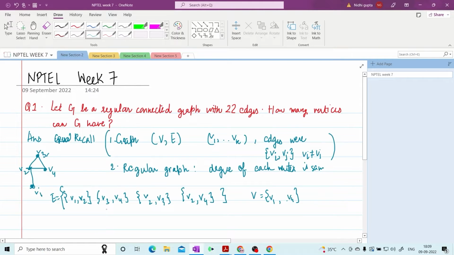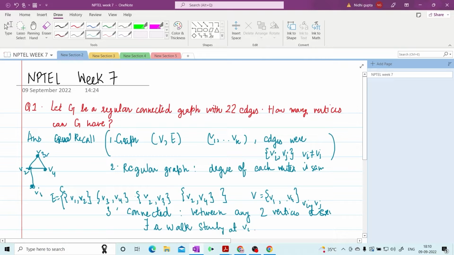And thirdly, it says that the given graph is connected. By connected we mean that between any two vertices there exists a path or a walk. There exists a walk between any two vertices vi and vj, starting at vi and ending at vj.